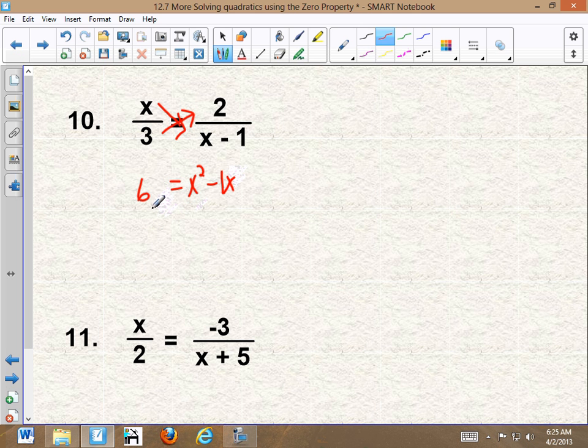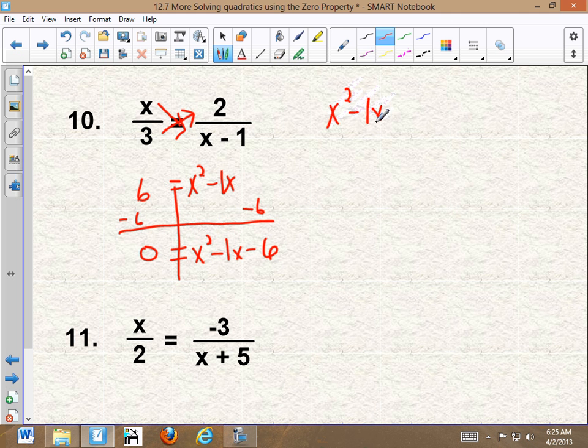What does this look like? Well, let me see here. If I subtract 6 from both sides, I get 0 equals x squared minus 1x minus 6. Do you think I should factor this? Well, the answer is yes, you should. So now I have x squared minus 1x minus 6 equals 0. Doesn't matter if you put the 0 in front or the back, okay?